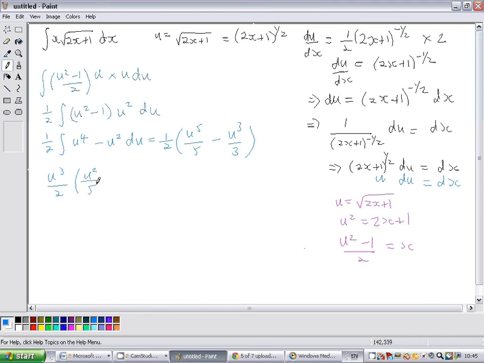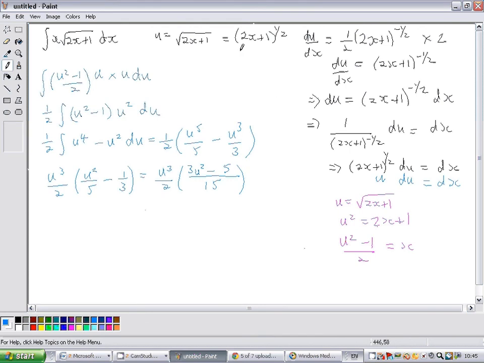Now I've noticed in the answer that they've got a 15th. So what I'm going to do is do a common denominator on this. Make it all over 15. So multiplying the first one by 3, 3u squared, and multiplying the second one by 5. Okay. So at this stage there's not a tremendous amount we can do other than substitute back in what we had to start off with.